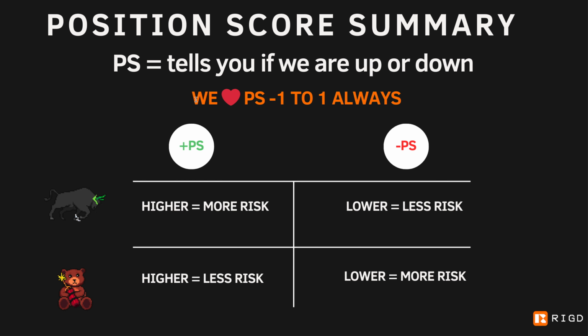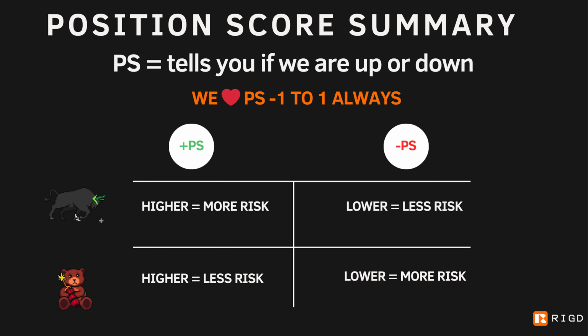The important thing, and we'll do another video on this later, is we love PS minus 1 to 1 always, either side. A PS minus 1 to 1 essentially means you are flat on the entire day. Nothing's happened. And typically when we get back to minus 1 to 1, that's when Wall Street makes their move up or down. And we want to follow it. Who cares what you think? Just follow the action, baby.